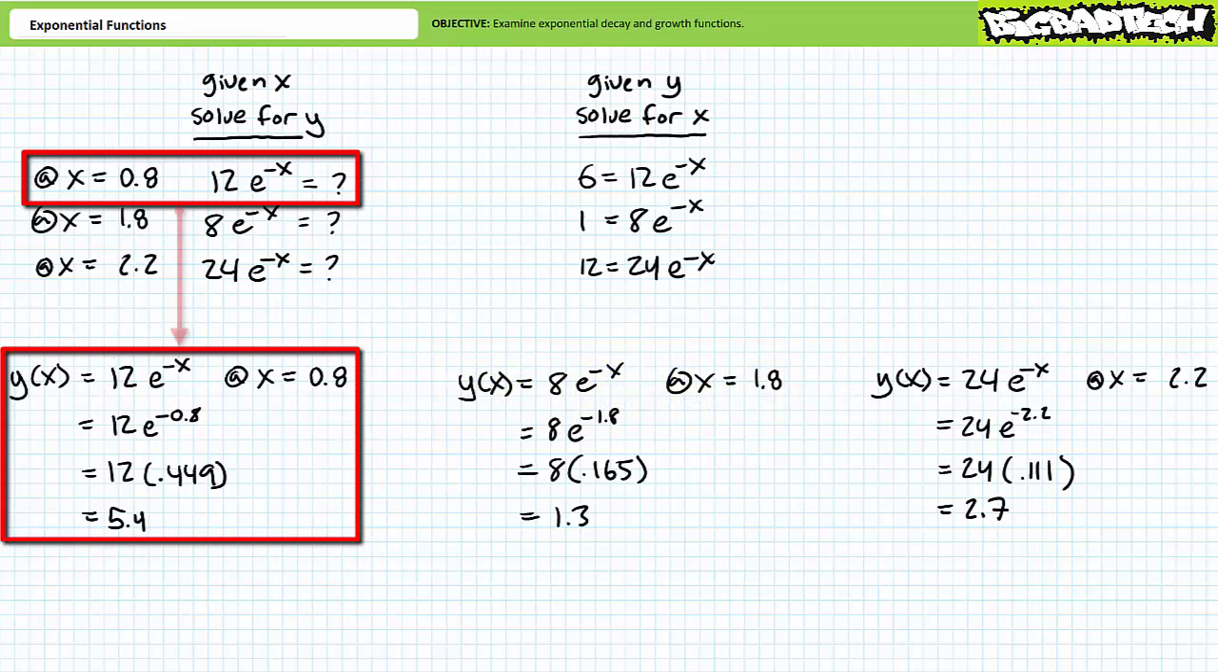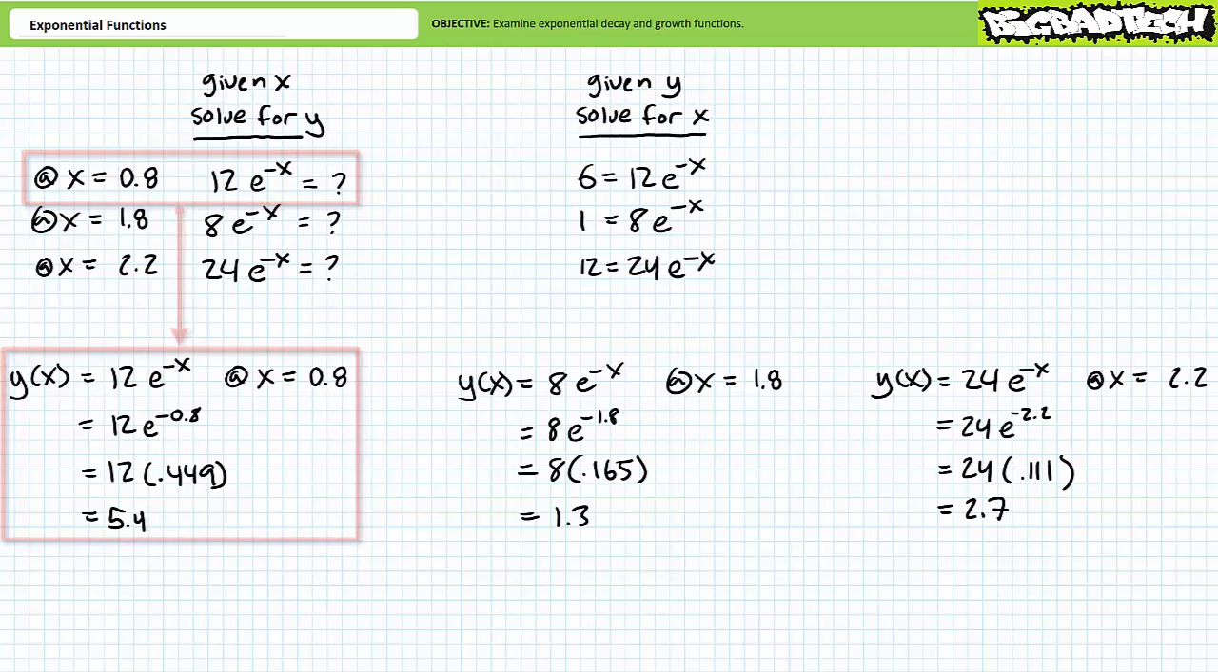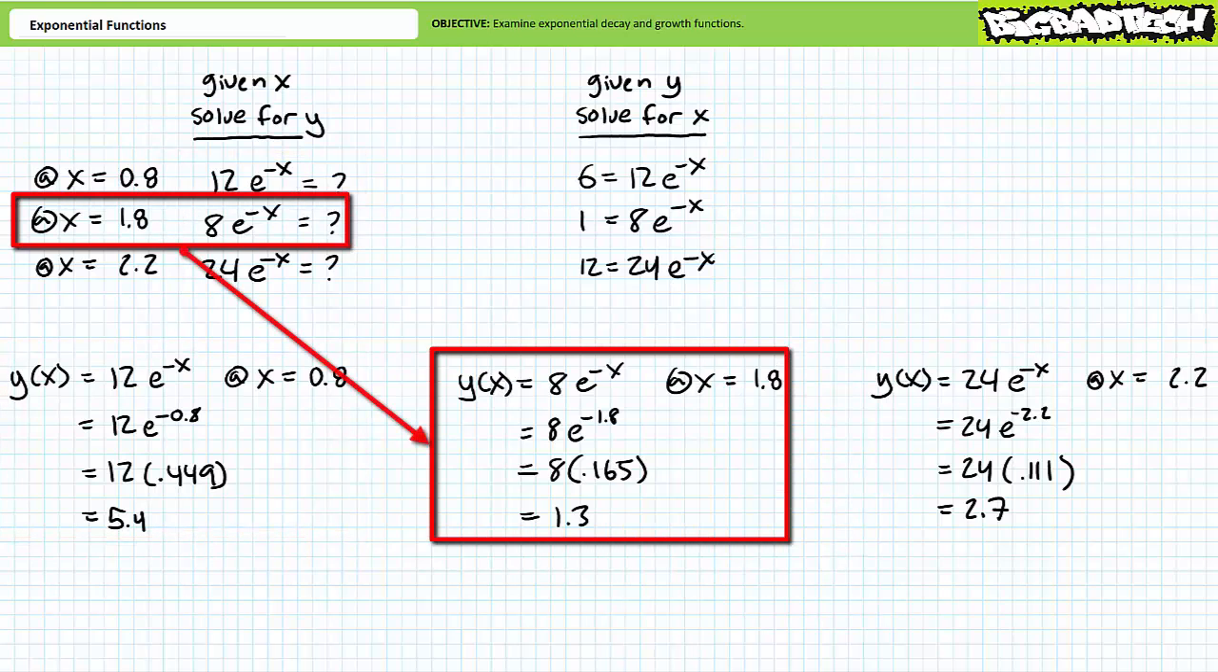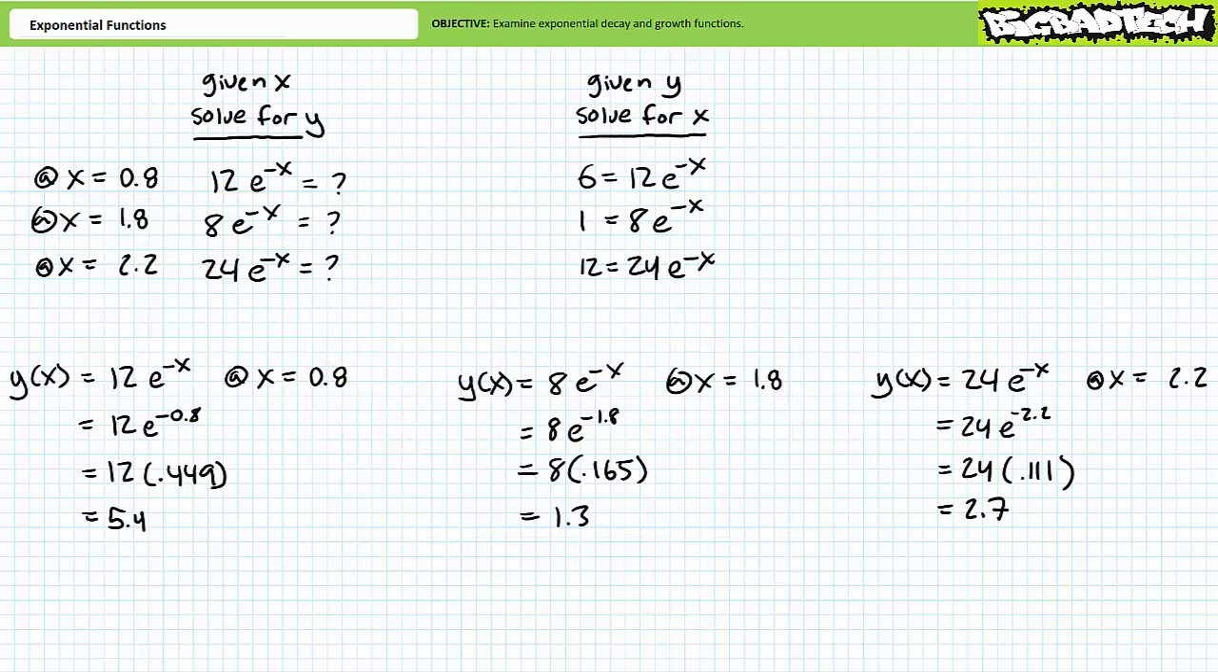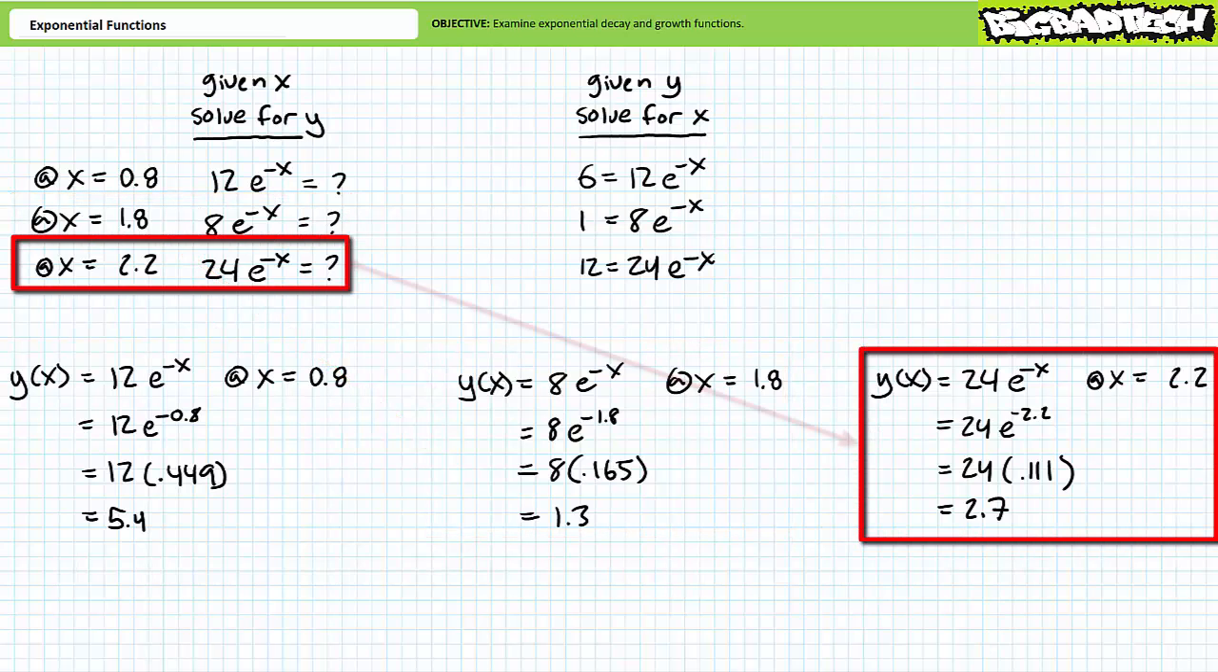When x equals 0.8, 12 times e to the negative x equals roughly 5.4. When x equals 1.8, 8 times e to the negative x equals roughly 1.3. Finally, when x equals 2.2, 24 times e to the negative x is equal to roughly 2.7.